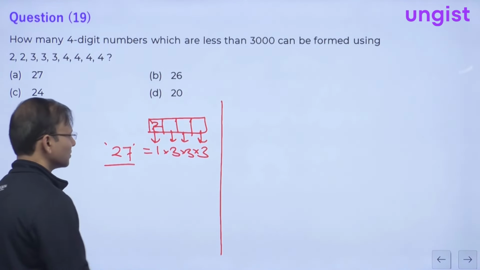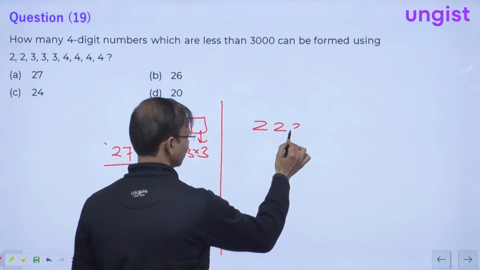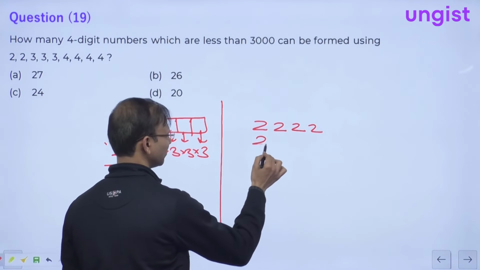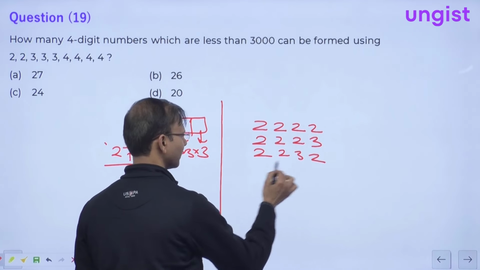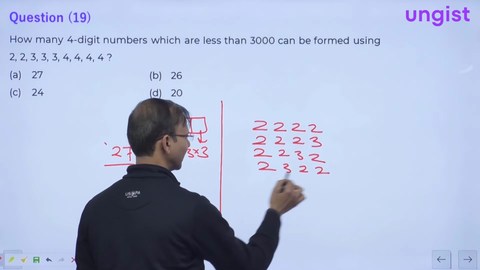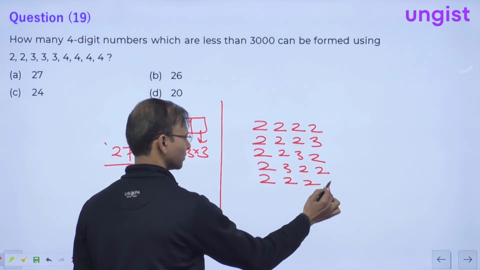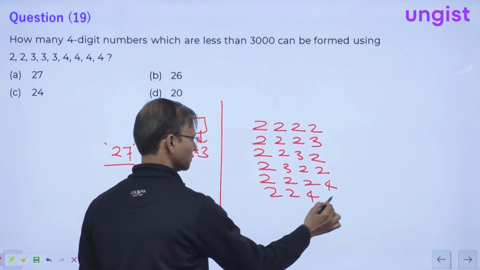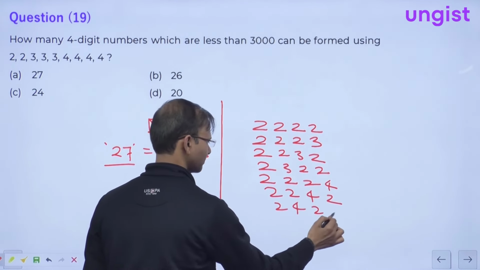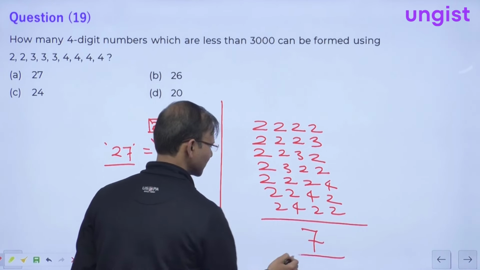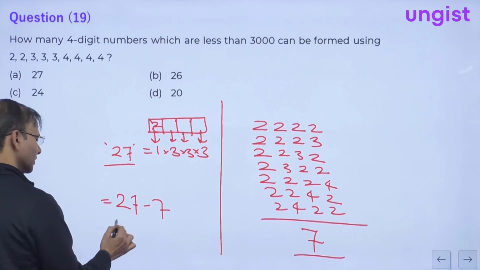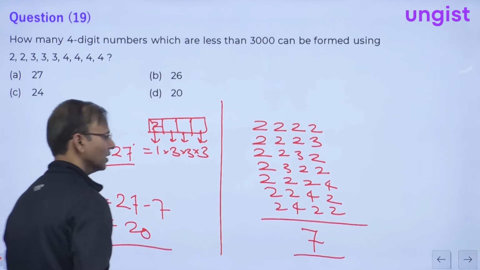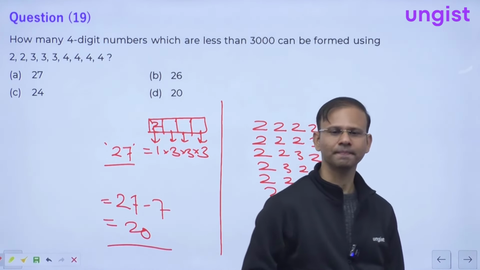Right. So the first number is 2, 2, 2, 2, 4 times 2, and the second number is 2, 2, 2, 3, and then 2, 2, 3, 2, and then 2, 3, 2, 2, and then 2, 2, 2, 4, 2, 2, 4, 2, and then 2, 4, 2. Right. So these 7 numbers are not possible. So 27 minus 7, this is 20. Okay, guys, the answer is 20.